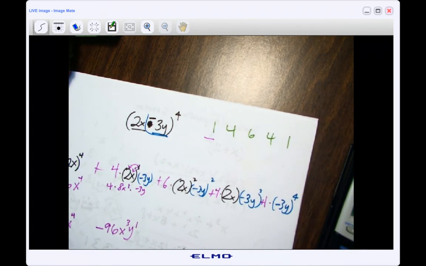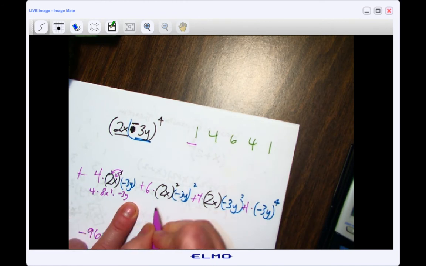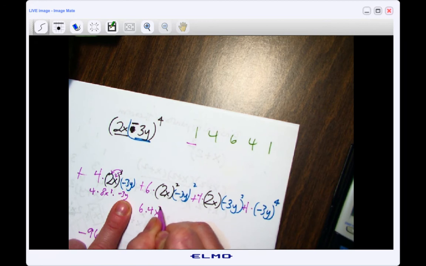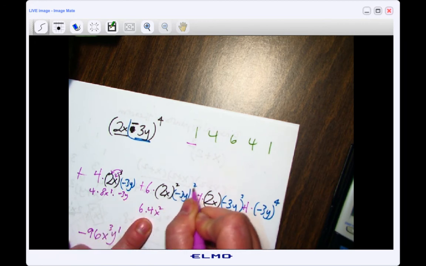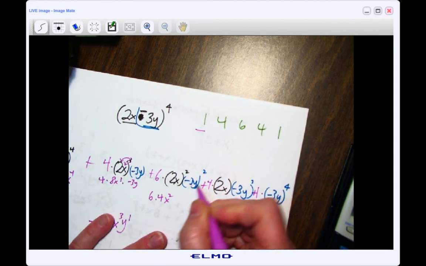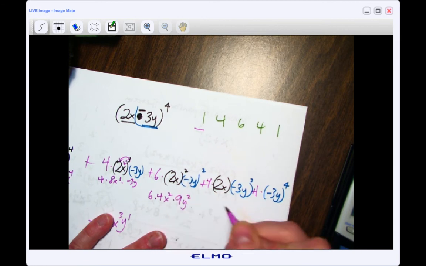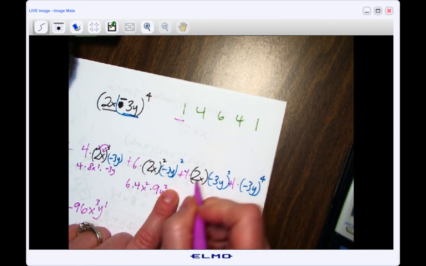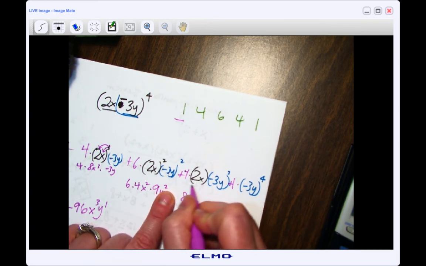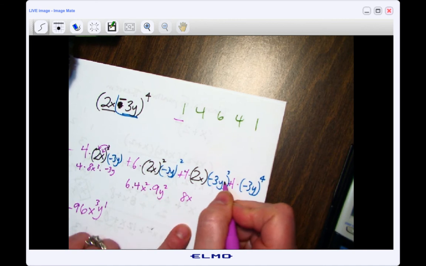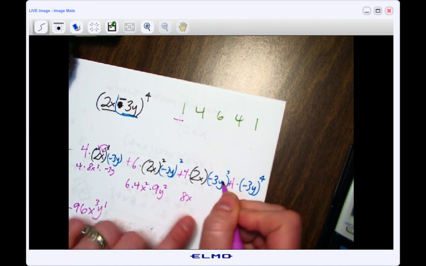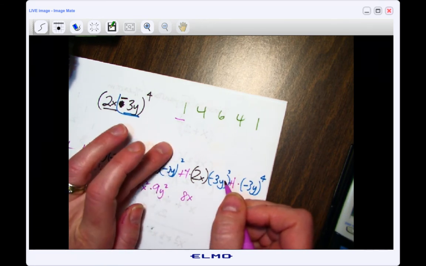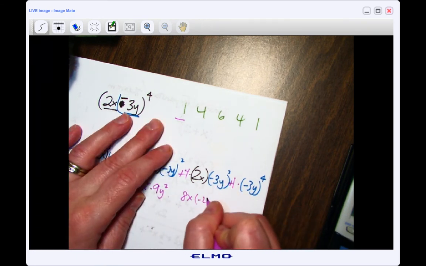All right, so let's take a look at the next one. Now this one, we're going to have that 6. This will be 2 to the 2nd, which will be 4x squared. It'll be negative 3 squared. So what's negative 3 times negative 3? Well, that's a positive 9. And then I have to multiply these together. Let's look here. We're going to get an 8x. I'll just multiply these two together. Negative 3 to the 3rd. So that'll be, negative 3 times negative 3 is a positive 9 times another negative 3 will be a negative 27 y to the 3rd.